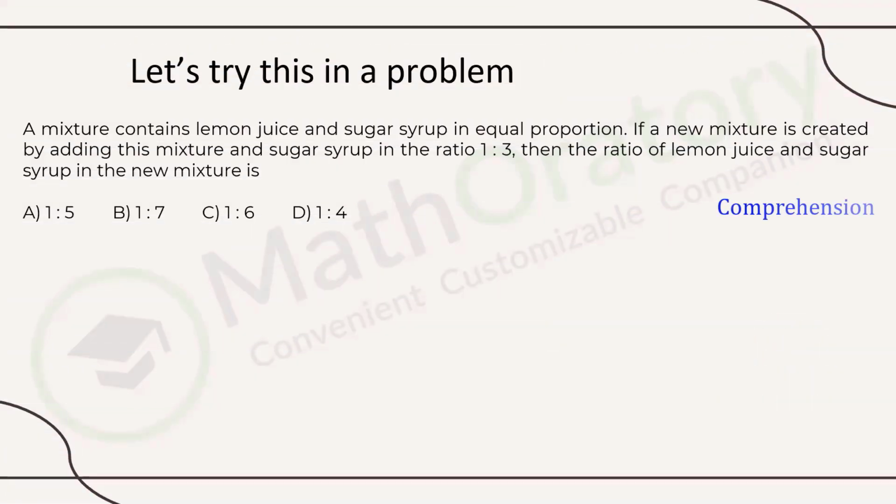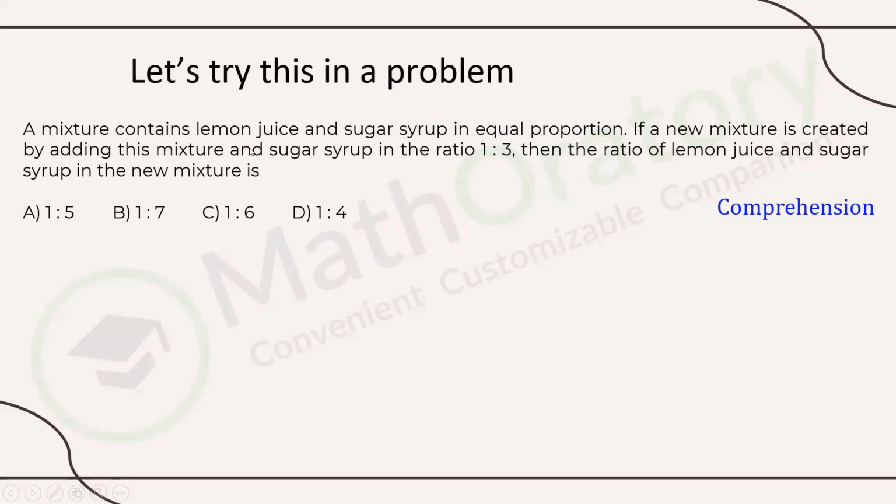So first part, comprehension. A mixture contains lemon juice and sugar syrup in equal proportion. Obviously, equal proportion means equal volume or equal weight or something like that. If a new mixture is created by adding this mixture, so the original one, and the sugar syrup in a certain ratio, then the ratio of lemon juice and sugar syrup in the new mixture is.